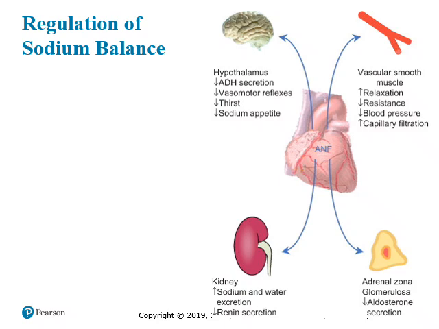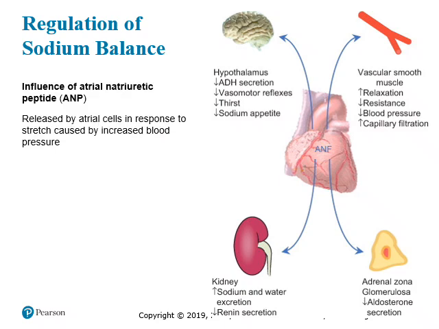All right, let's take a look at the regulation of sodium balance. I have here the heart, because this has to do with the atrial natriuretic peptide, which is produced by the atrium of the heart. It is released by the atrial cells in response to stretch caused by increased blood pressure. The effect will be that they decrease blood pressure.